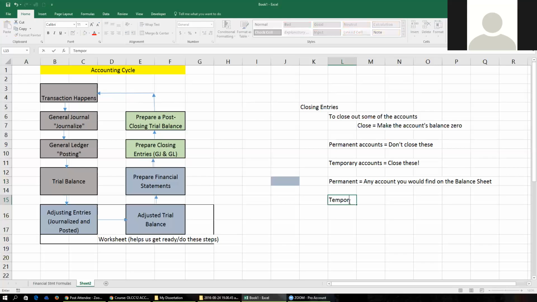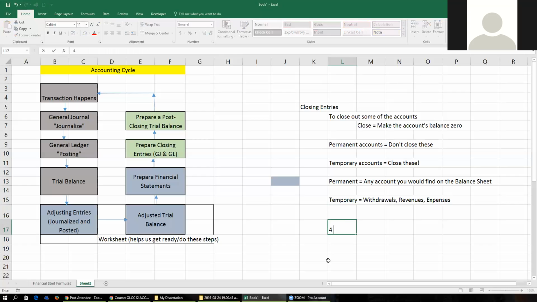So let's look at what the temporary accounts would be. They can't be assets because they're permanent. They go on the balance sheet. Can't be liabilities. They're on the balance sheet. Capital? Well, capital goes on the balance sheet. So the first thing I can think of is withdrawals. That's one that's temporary. Moving down through our categories, revenues and expenses. Those are your temporary accounts. And you're going to wipe out their balances.